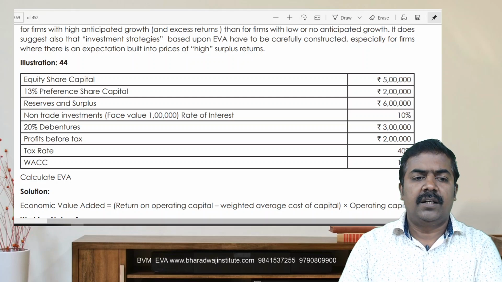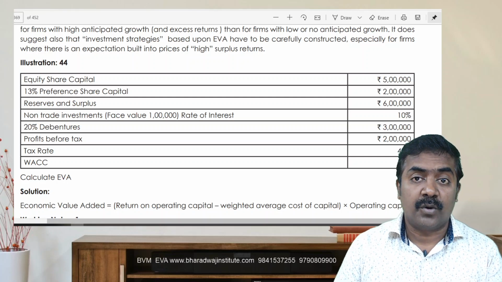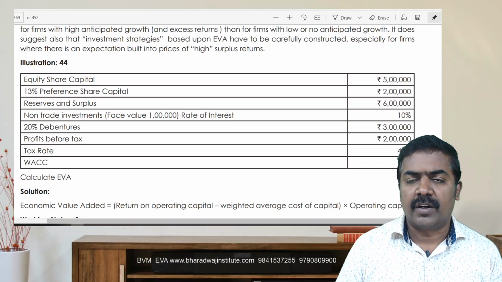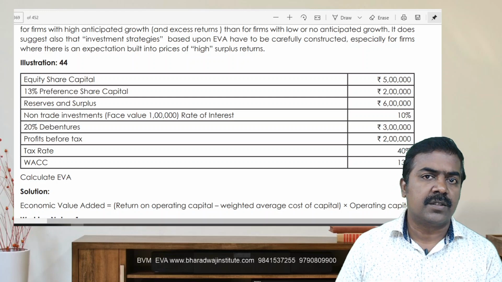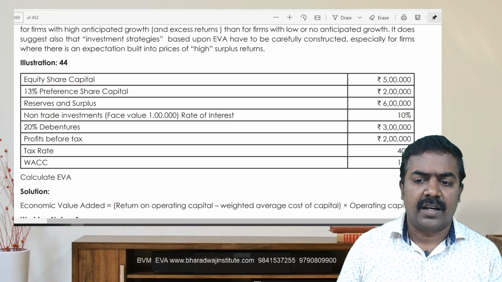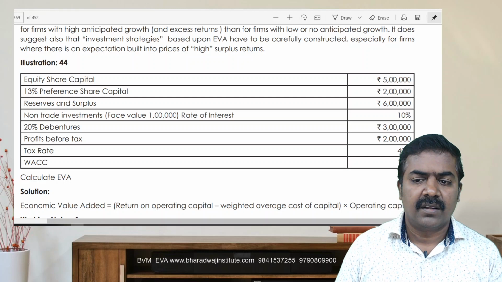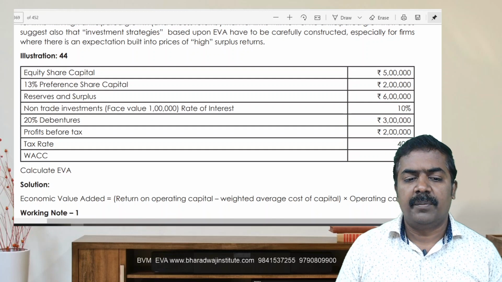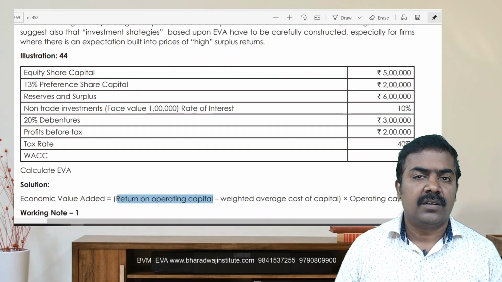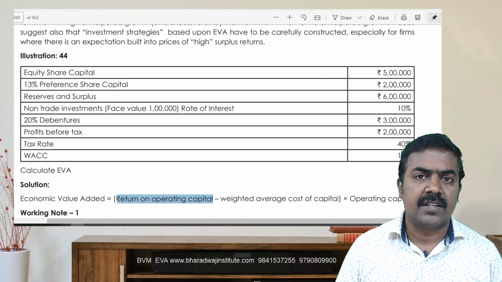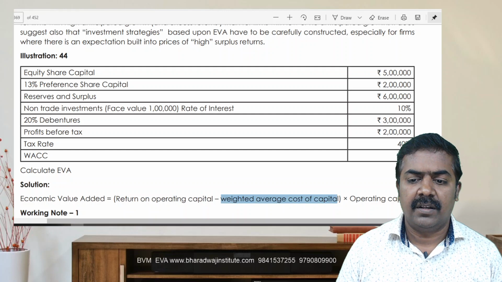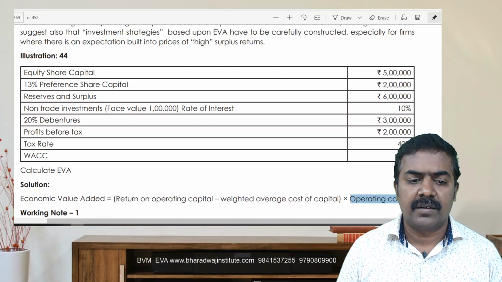And the profit before tax is given to us. It is not EBIT, it is profit before tax, which means after deducting interest. Tax rate is 40%. So, weighted average cost of capital is 13%. I hope they have gone by the second approach. Return on capital employed minus weighted average cost of capital into operating capital, meaning capital employed.